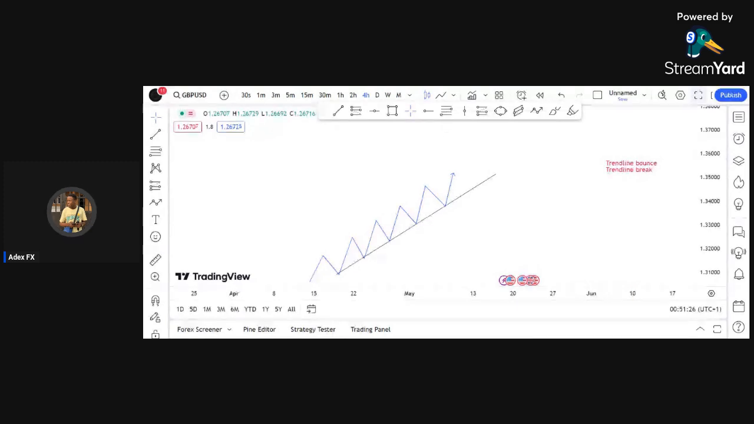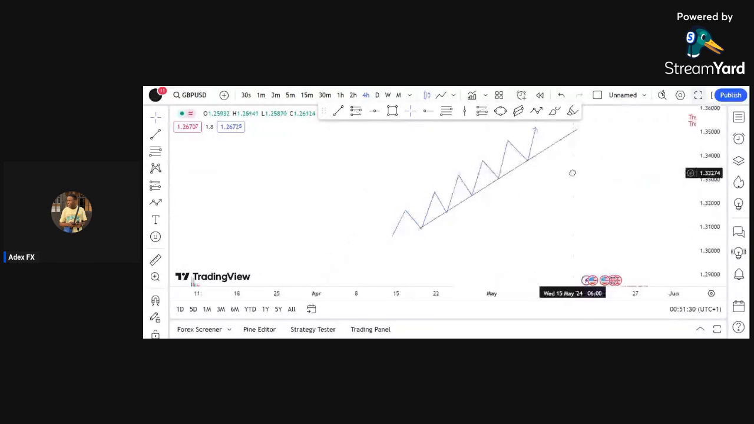So this is an example of trend line bounce. That is, the market is bouncing off the trend line. It is not breaking the trend line yet. So it is bouncing off the trend line. You can see we have a bounce here, we also have a bounce here, and another bounce here.